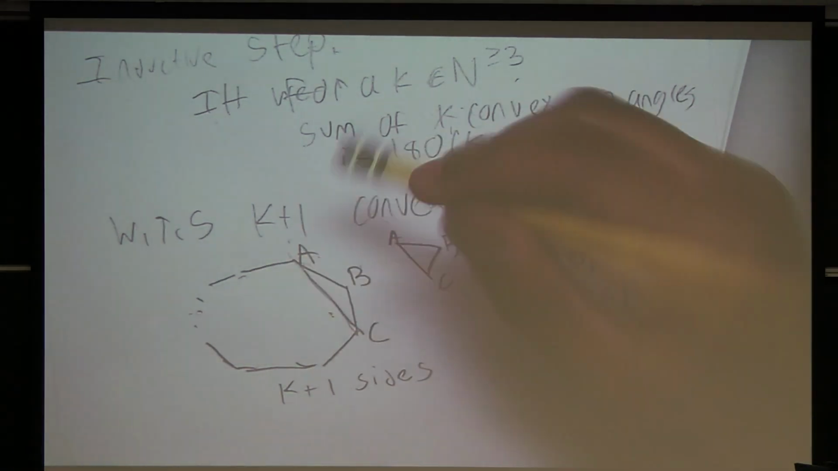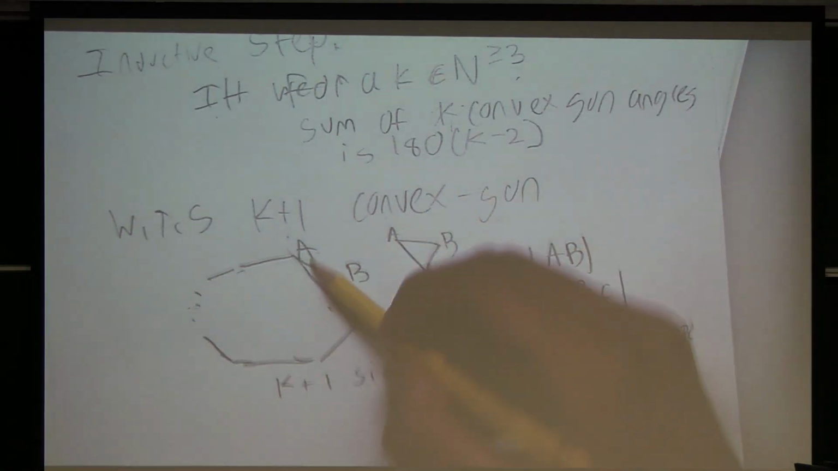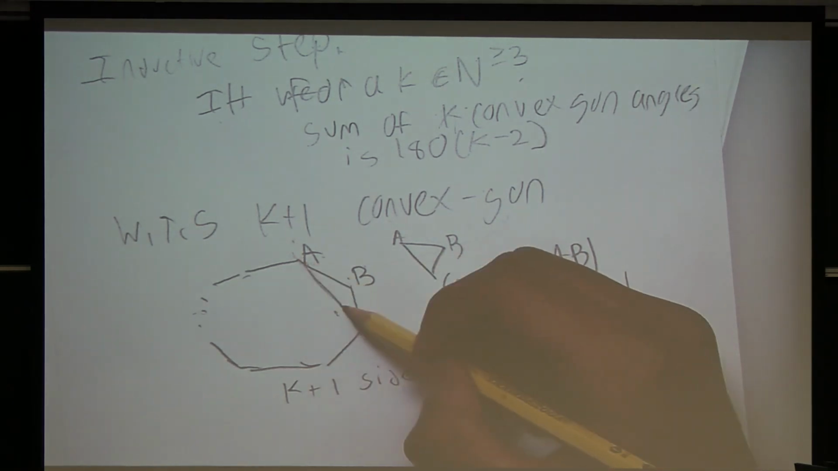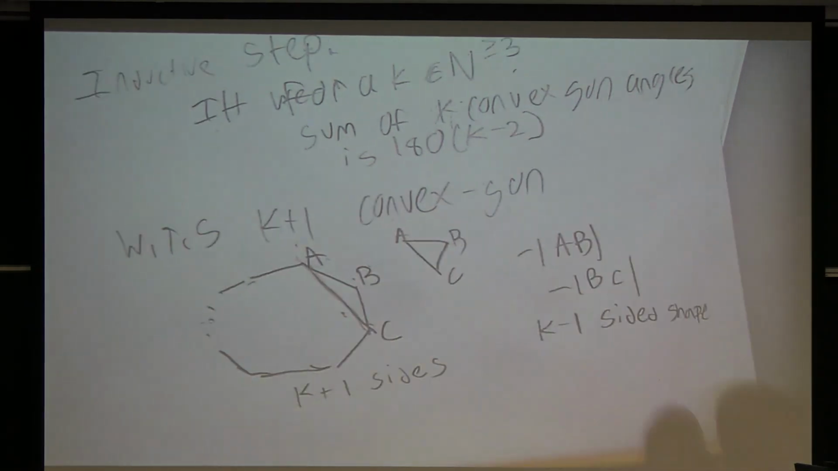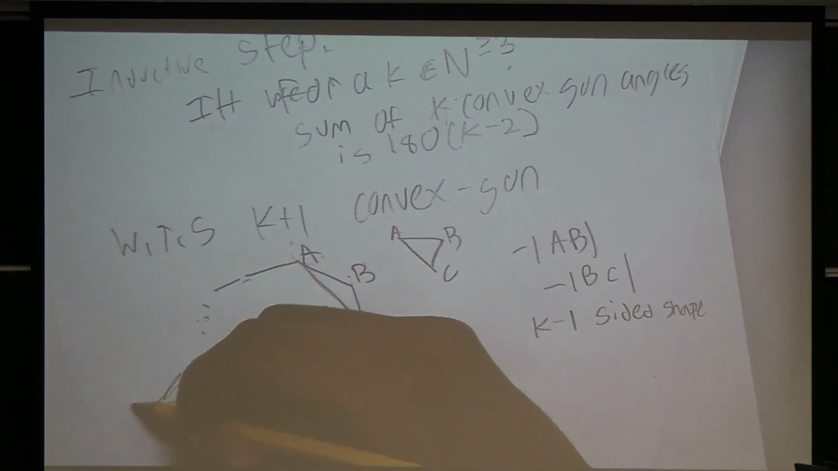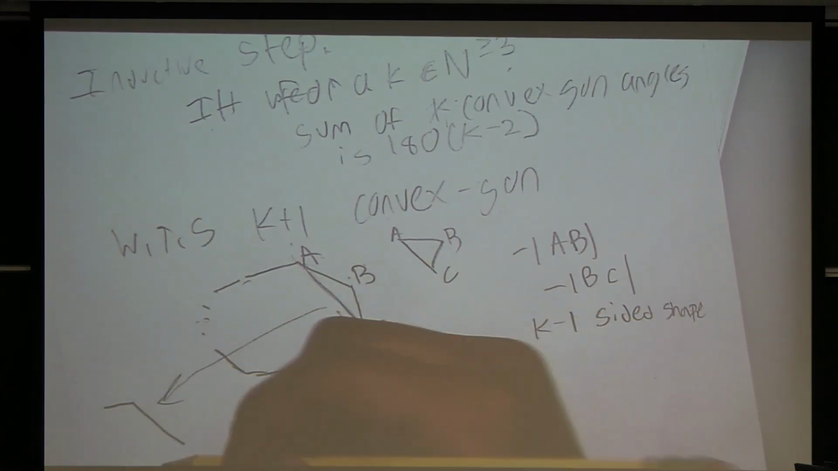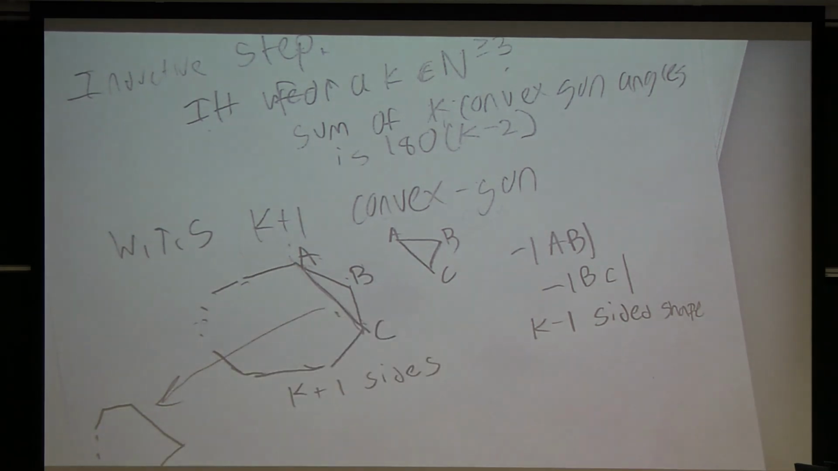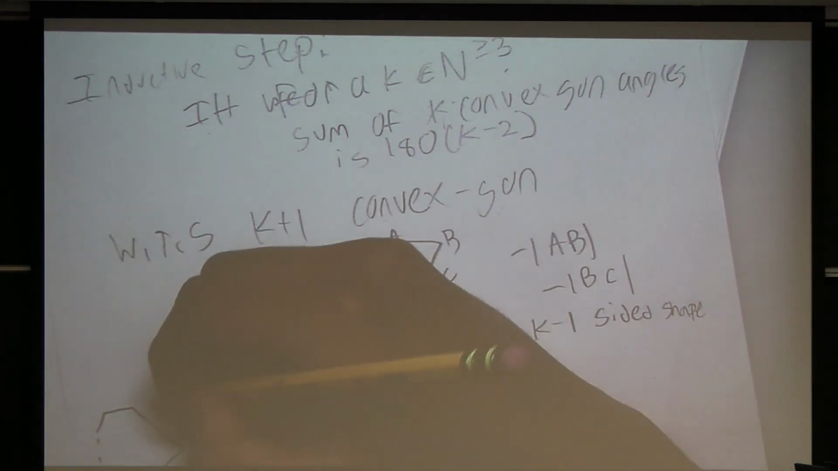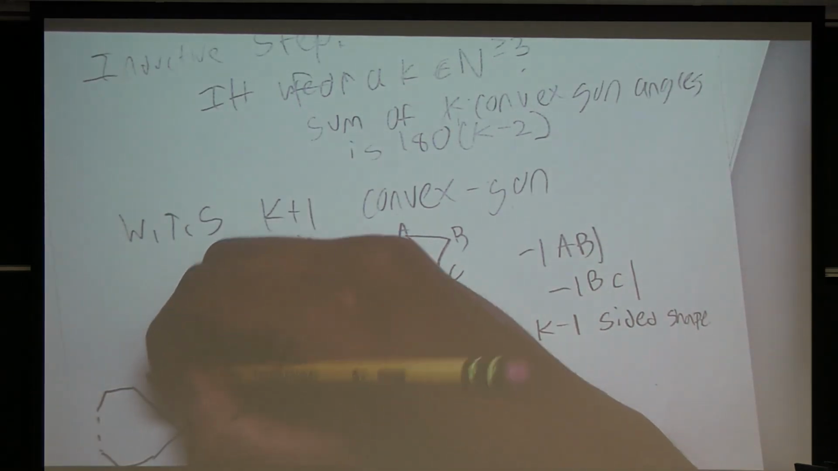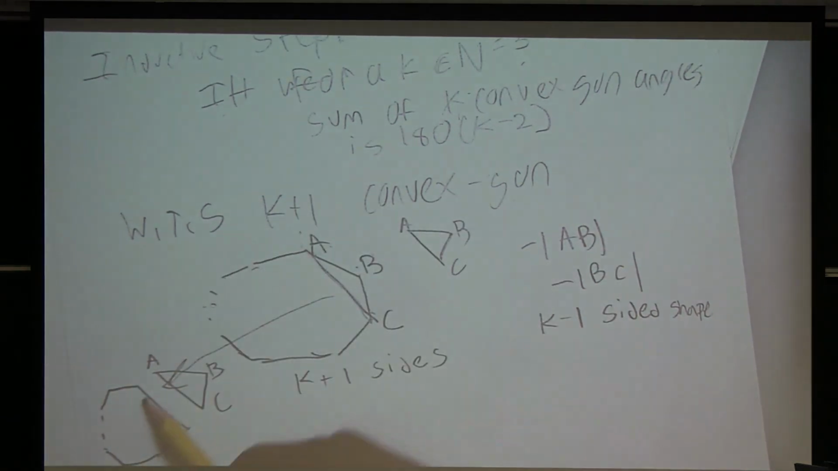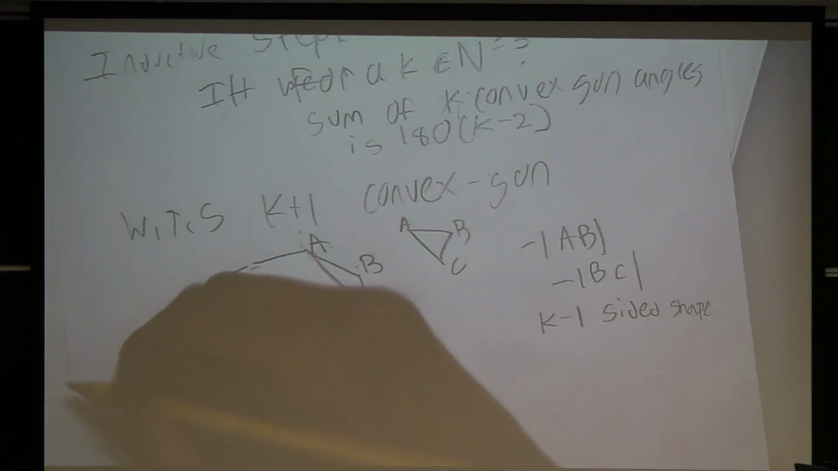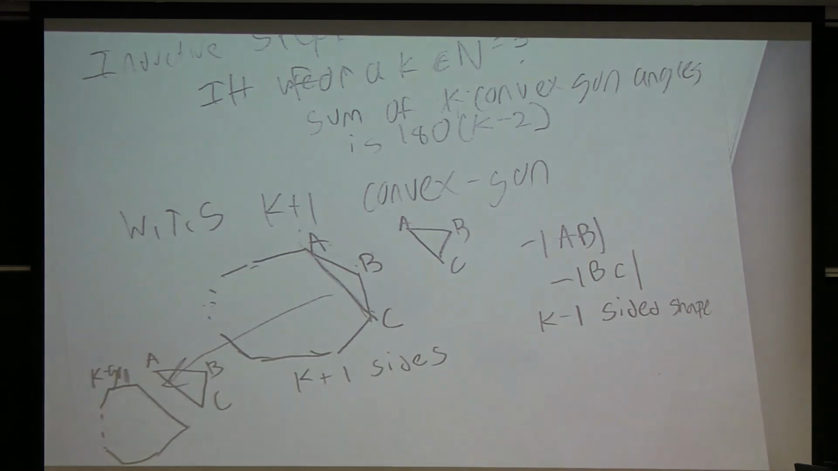So when we remove this triangle, we took away AB and BC. We added a new side called AC. And if I just replicate this diagram here, forgive my attempted drawings of a shape, but when we took away this triangle, we're now left with a k convex gon here. So this is a k gon. And that's because we took away this triangle. Does that make sense to everyone?